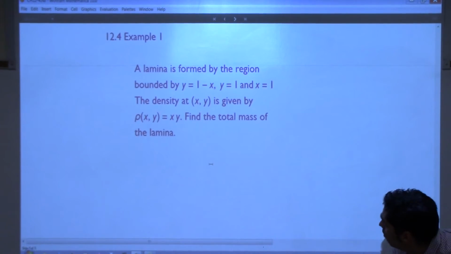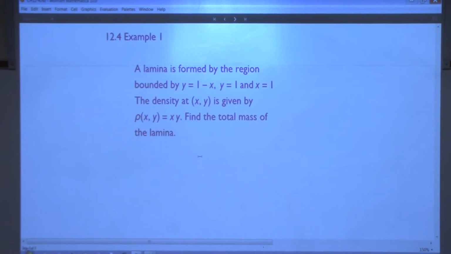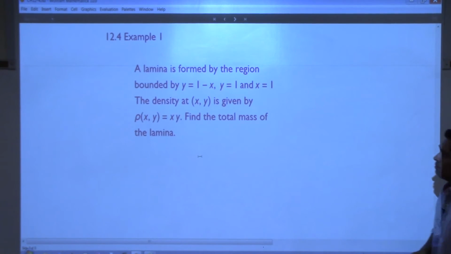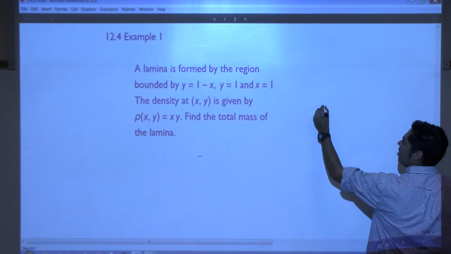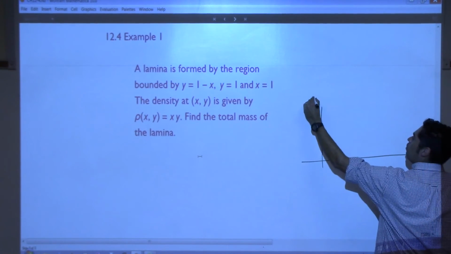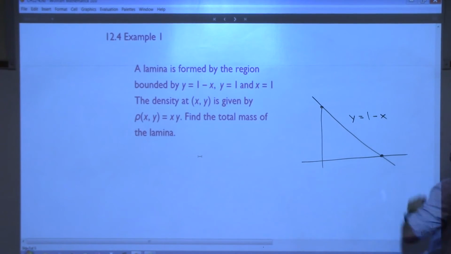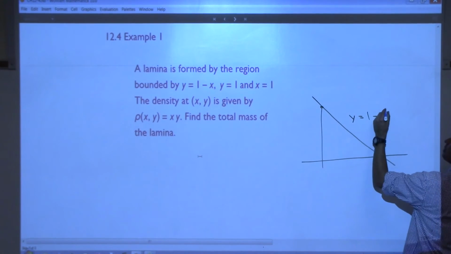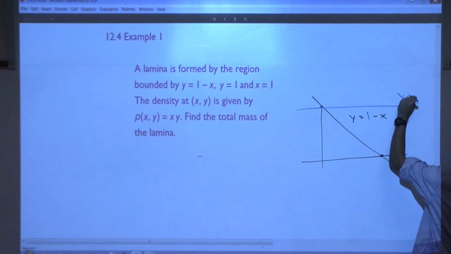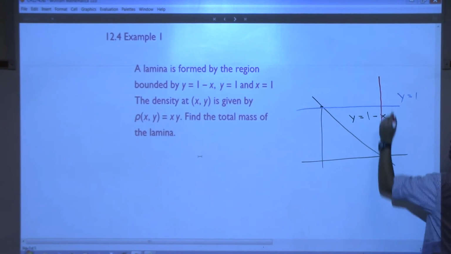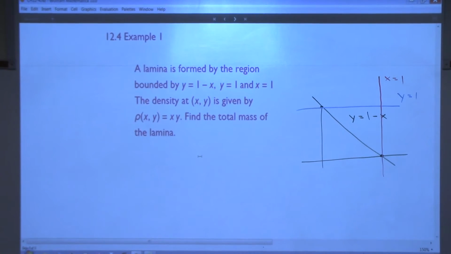So a lamina is formed by the region bounded by these curves. The density is given by this density function. Find the total mass. So this one's going to go fast. I have a lamina, 1 minus x, y equals 1, x equals 1. So y equals 1 looks like this. x equals 1 looks like this. Everybody see the region bounded by those three?